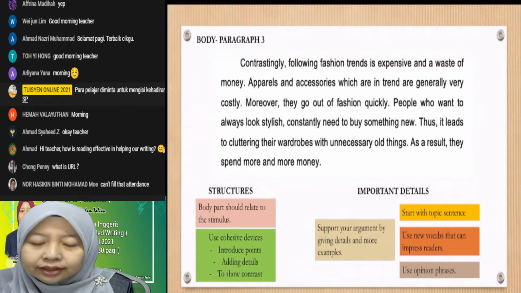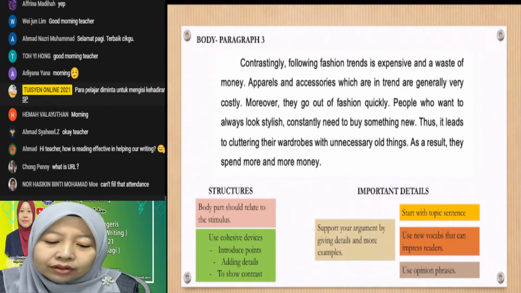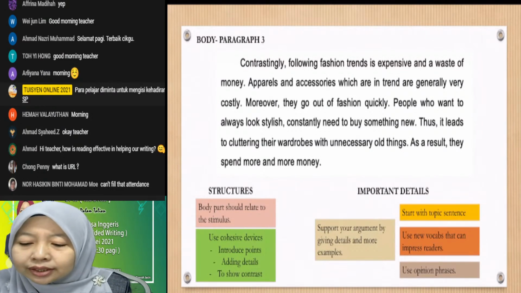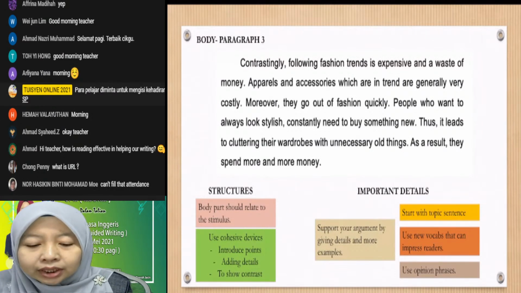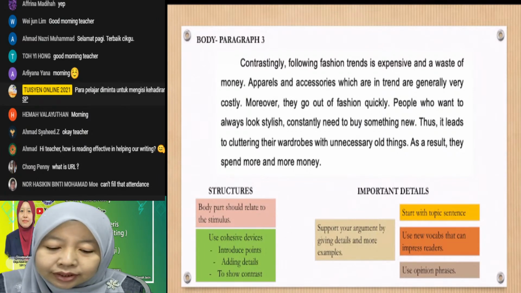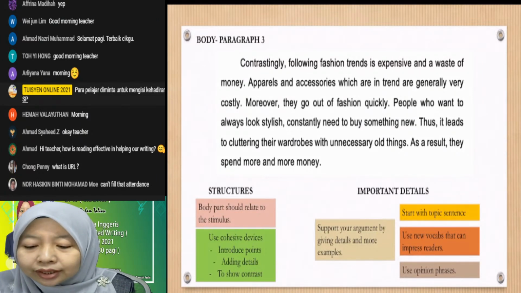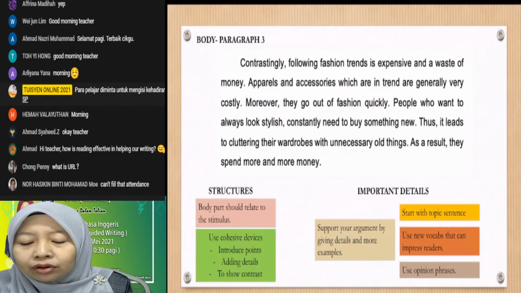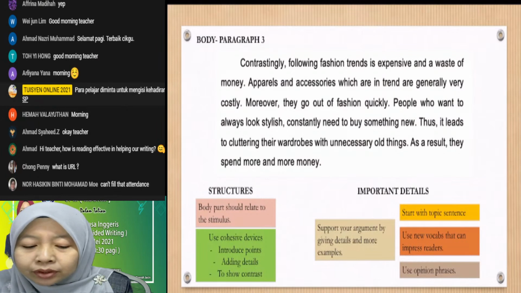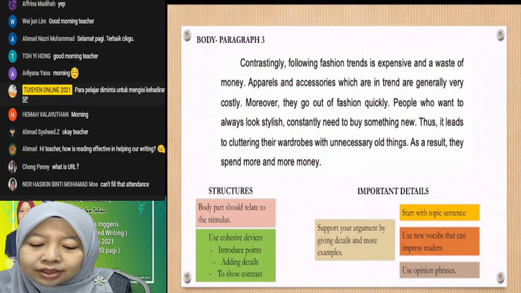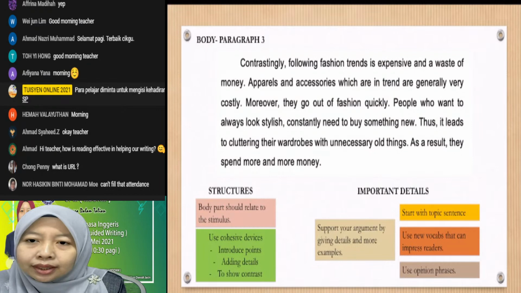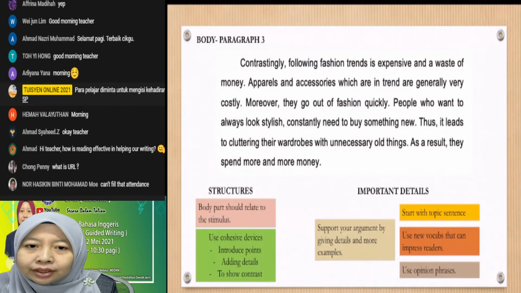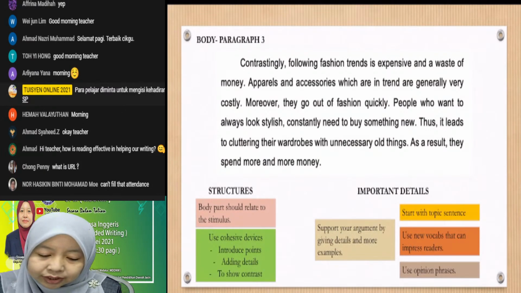Okay, third paragraph. Contrastingly, following fashion trends is expensive and a waste of money. Apparels and accessories which are in trend are generally very costly. Moreover, they go out of fashion quickly. People who want to always look stylish constantly need to buy something new. Thus, it leads to cluttering their wardrobes with unnecessary old things. As a result, they spend more and more money.